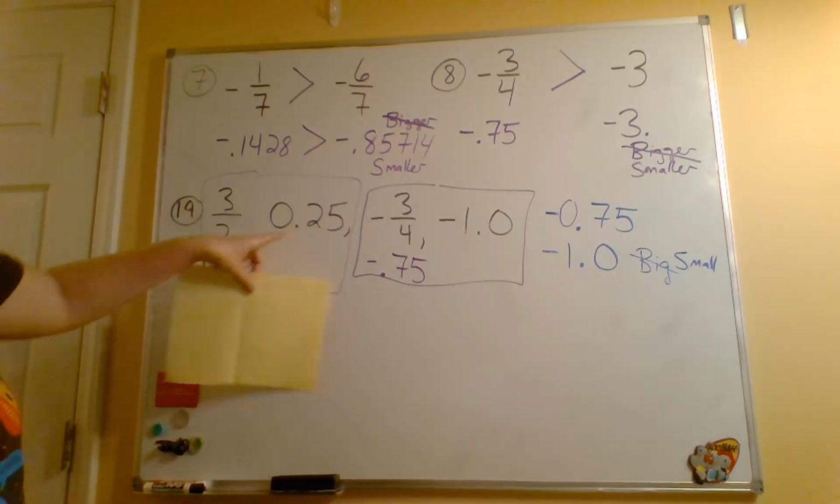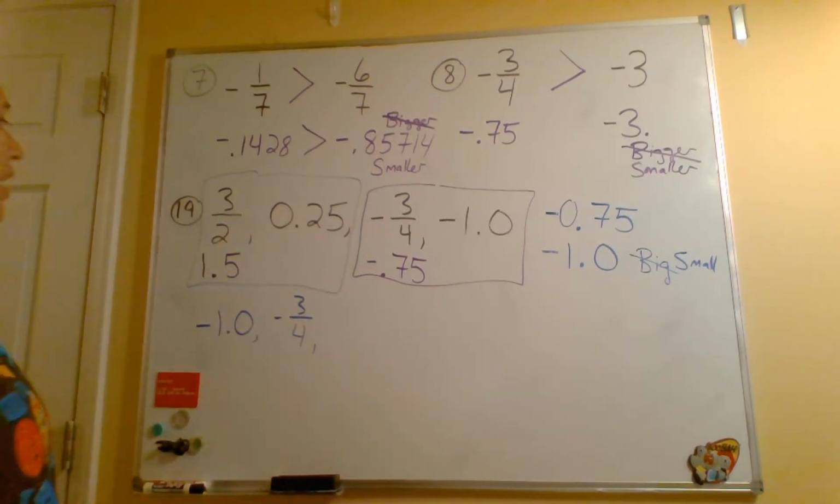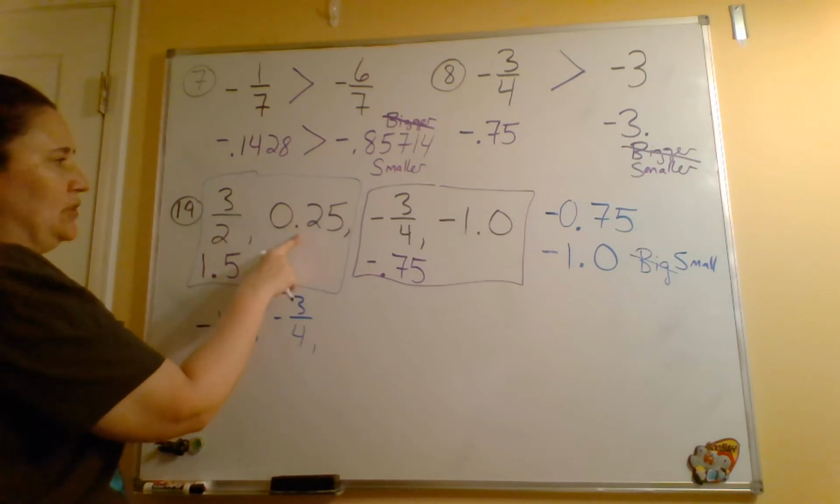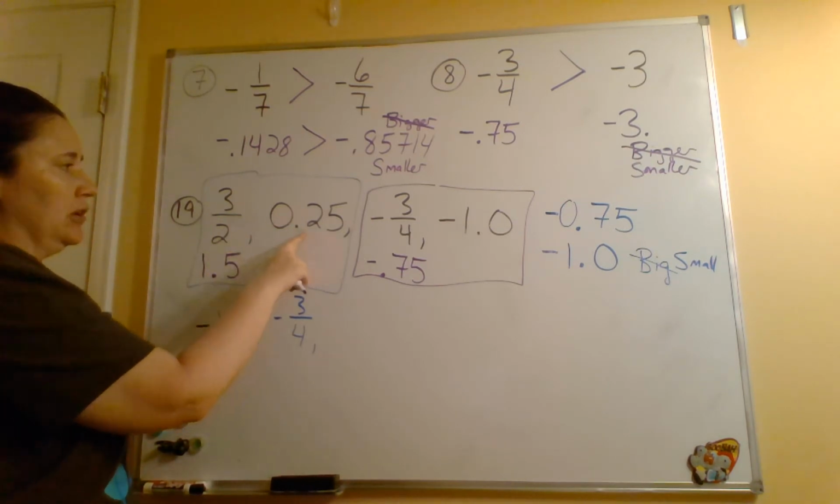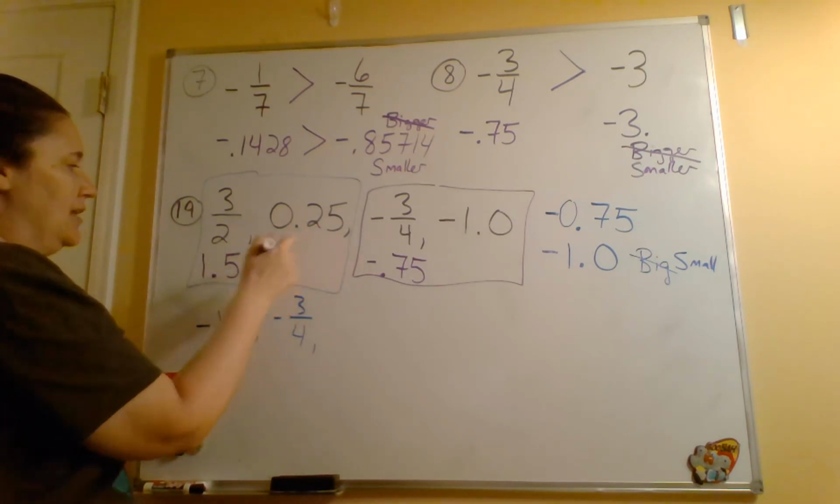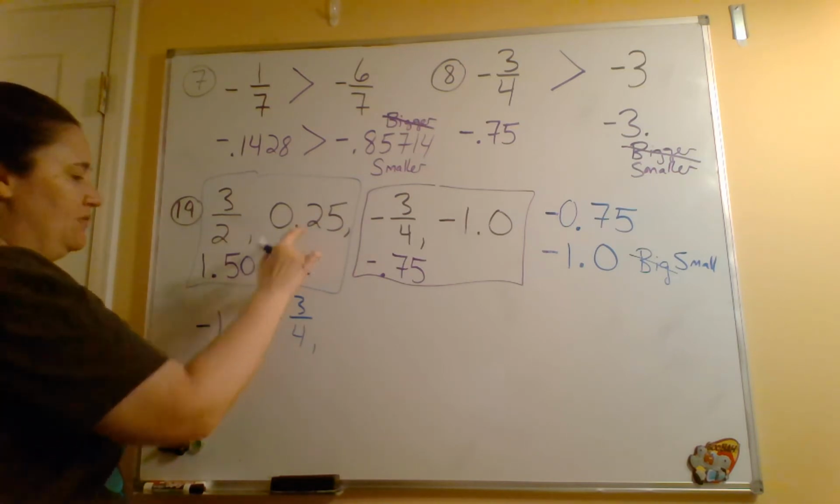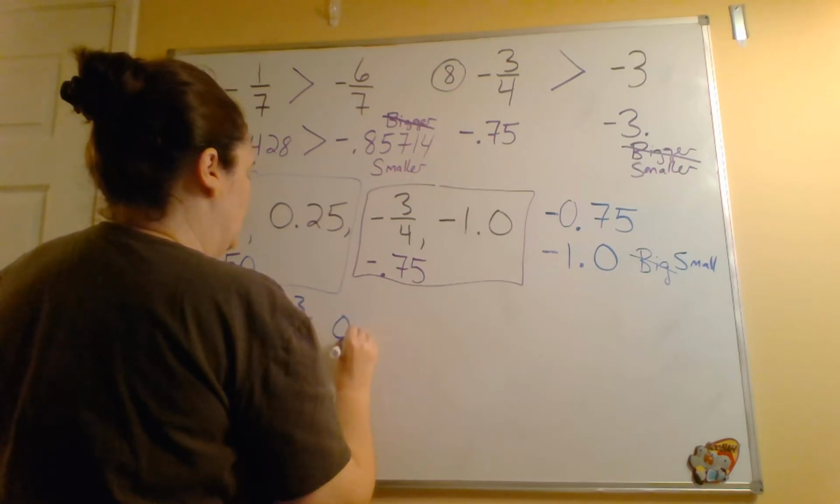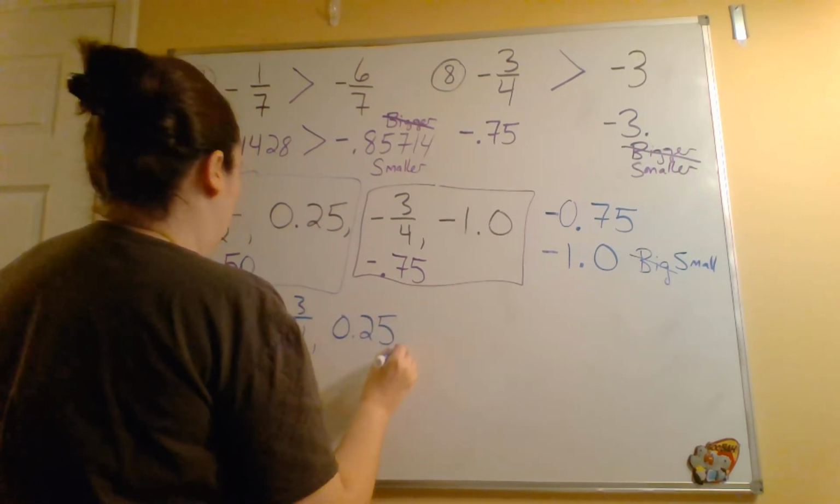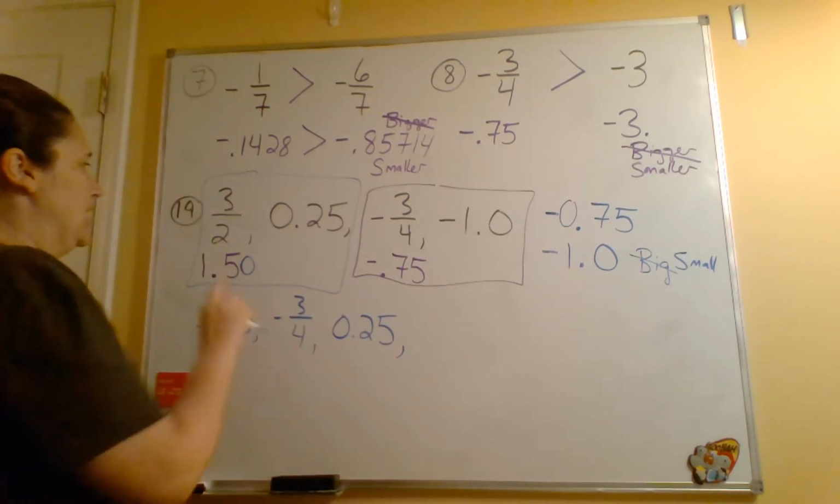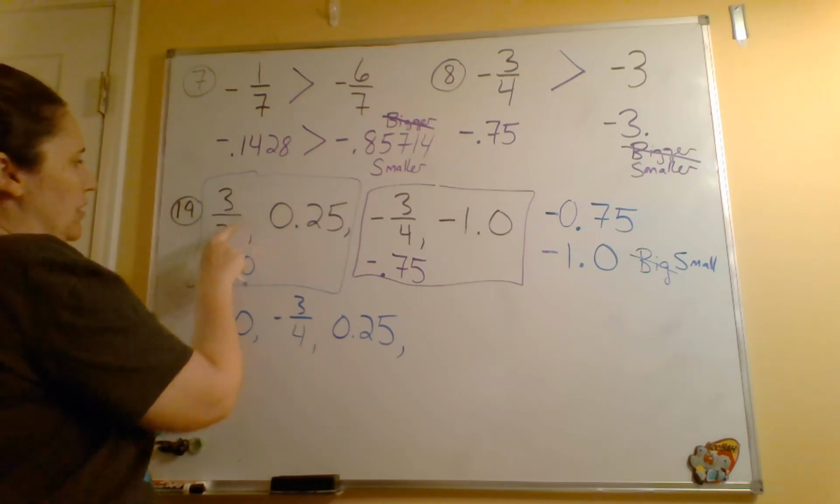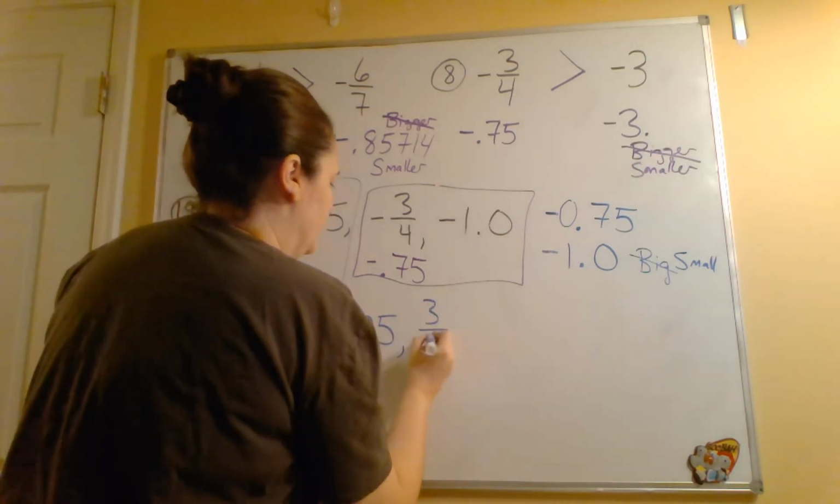Now I have to order these positive numbers. I believe 0.25 is going to end up being smaller. This is like 25 cents, and this is like $1.50. So 25 cents is smaller than $1.50. So 0.25 comes next, and this is the biggest number on the list, which is 3/2.